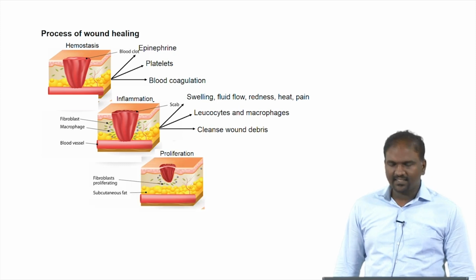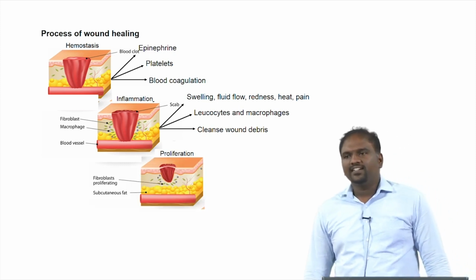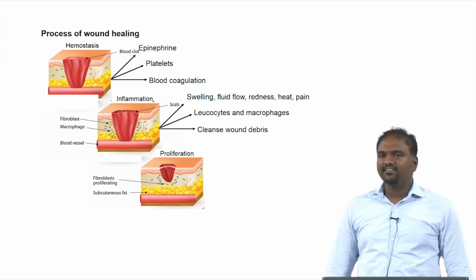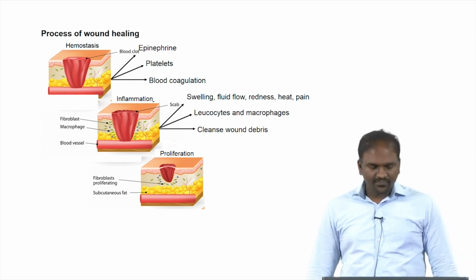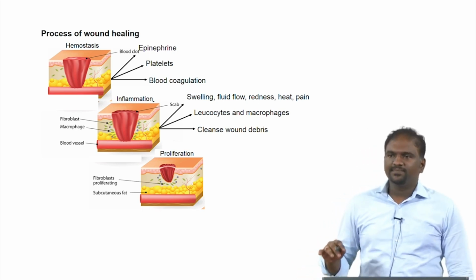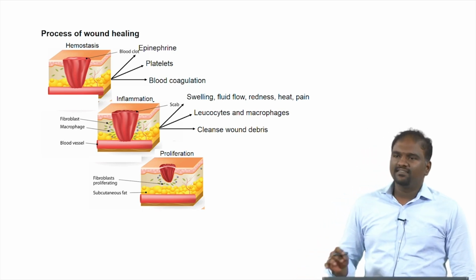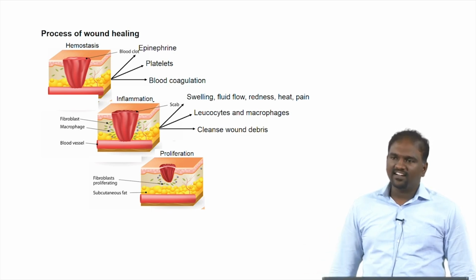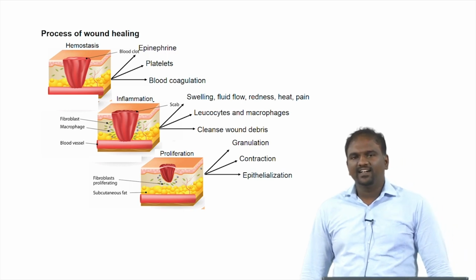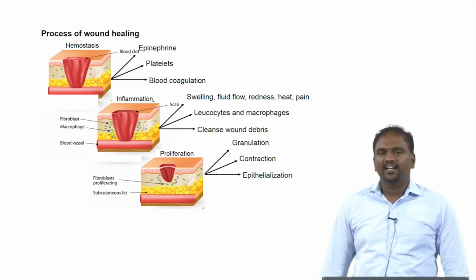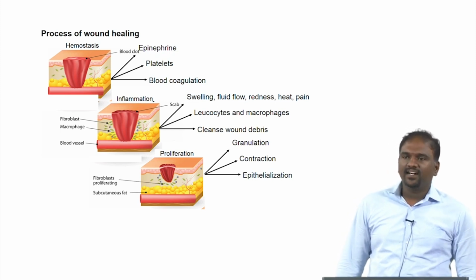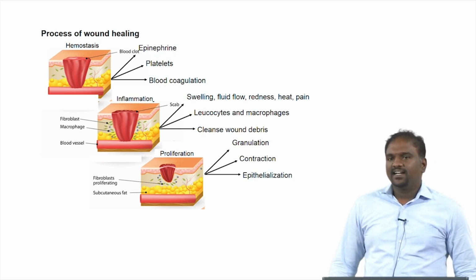The next step is proliferation. Proliferation is mainly of the fibroblasts involved in the dermis. If the wound involves only the epidermis, proliferation happens with the help of keratinocytes. This involves three different types, or classifications. The first one is granulation, in which the cells start dividing.